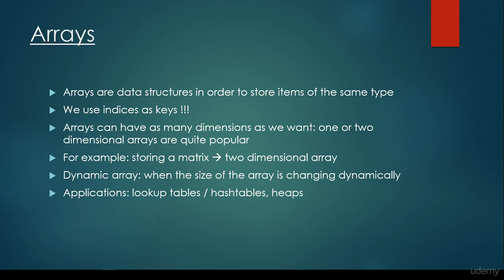Basically, an array can be dynamic. It means that the size of the array can be changing dynamically. And the applications of arrays are lookup tables or hash tables or heaps, for example. So several abstract data types use arrays as an underlying data structure.